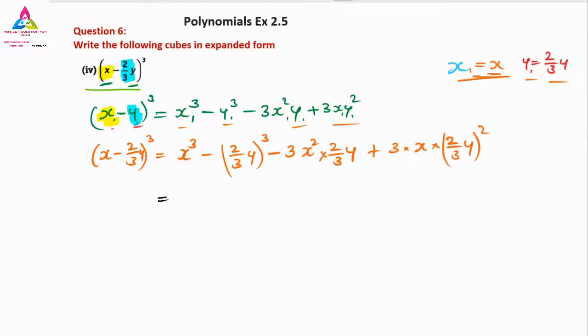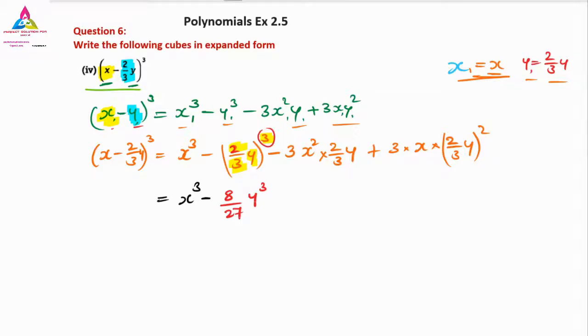Okay, next one is simplification. The x cube I will write as it is. Now the minus is outside, so I will write minus outside only. The cube we have is for 2 also, 3 also and y also. So separately we have to take the cube for all these things. First, 2 cube is 8, 3 cube is 27, and y cube is y cube only. See, I have not changed anything. I have taken the power for each and every thing.